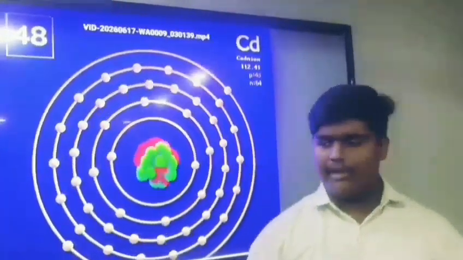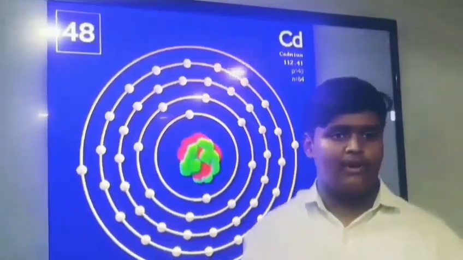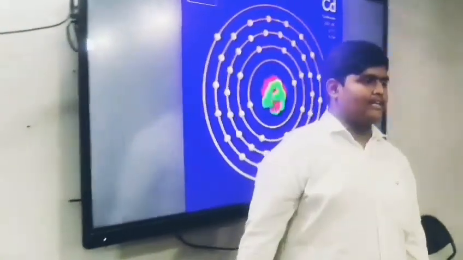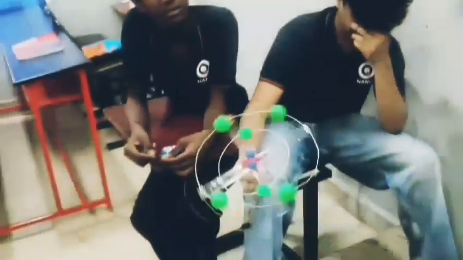And this is my explanation of Bohr's atomic model. What did you learn? I want to ask some questions, like who proposed the model?